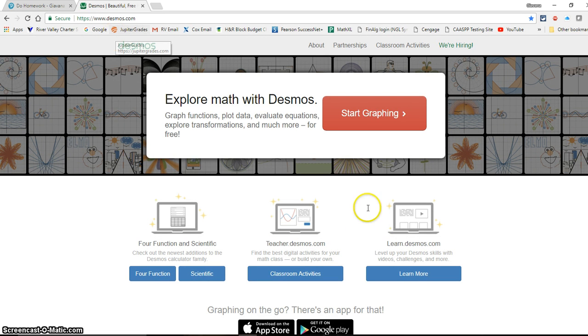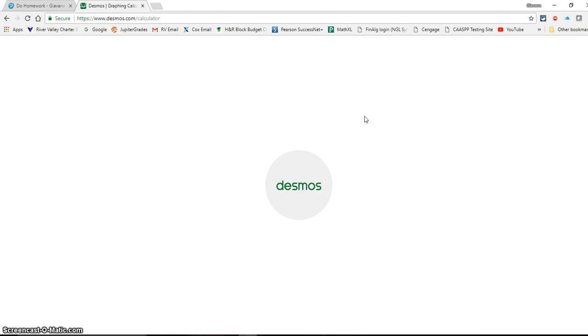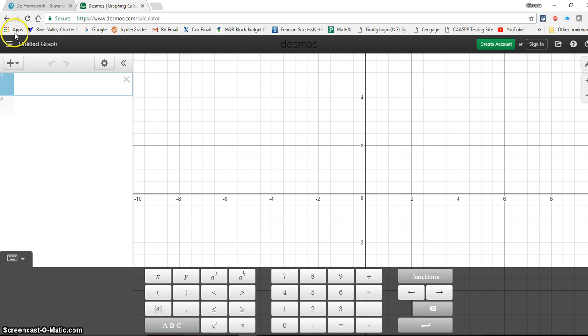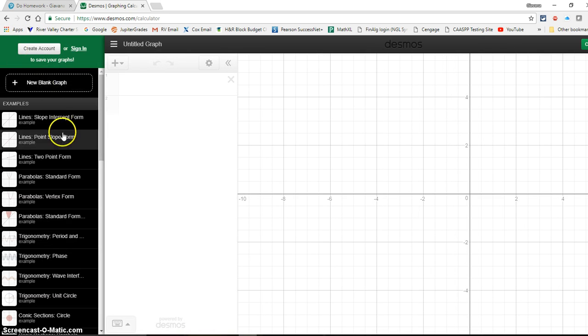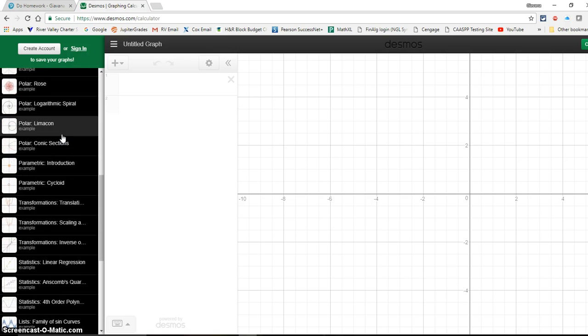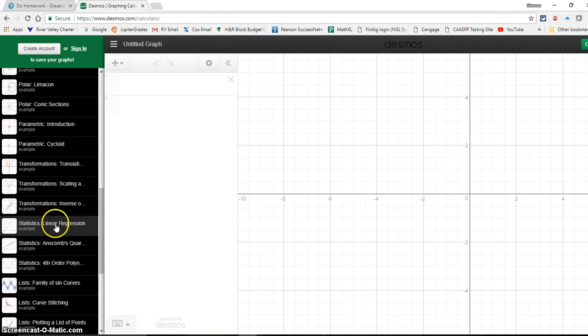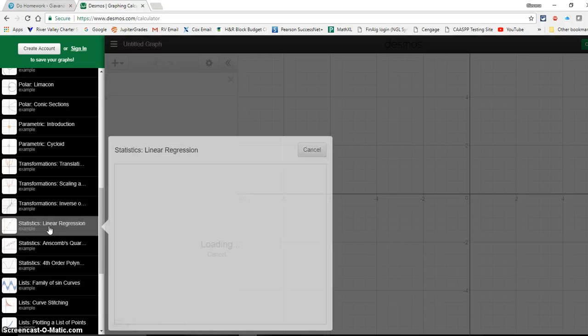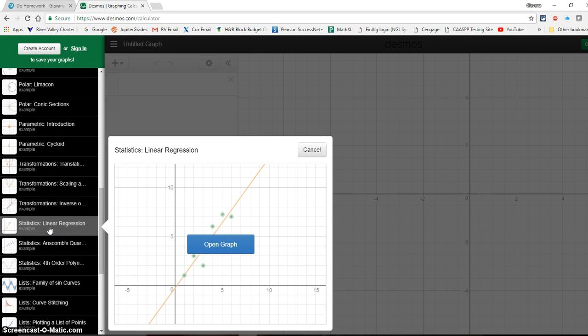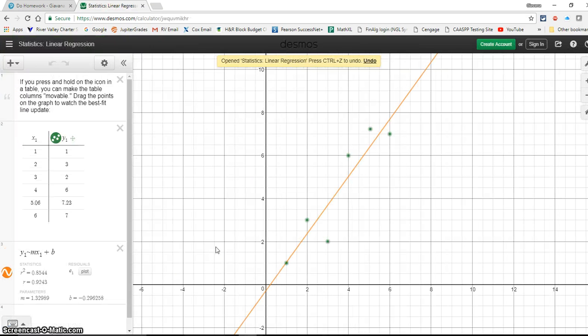Desmos, there we go. When you first open it up, it'll look like this. So we want to click on Start Graphing. And then you want to come over here where it says Untitled Graph and click on this menu button, and scroll down until you see Statistics, Linear Regression. Remember me saying that the line of best fit is also called a linear regression line? So that's what we did in our graphing calculator. Also, we found a linear regression, linreg, remember that menu choice? So you want to click on Open Graph, and they have an example in here for you.